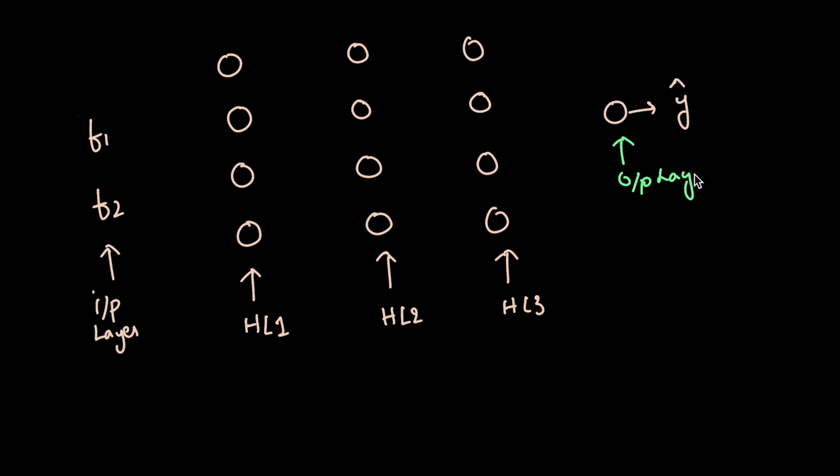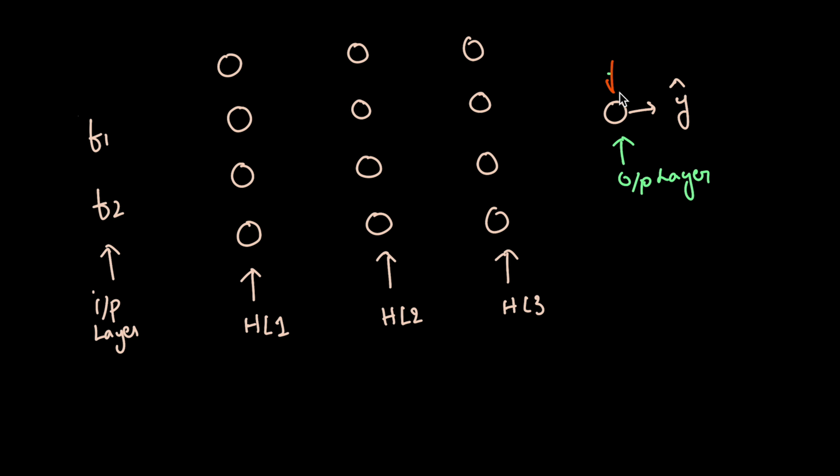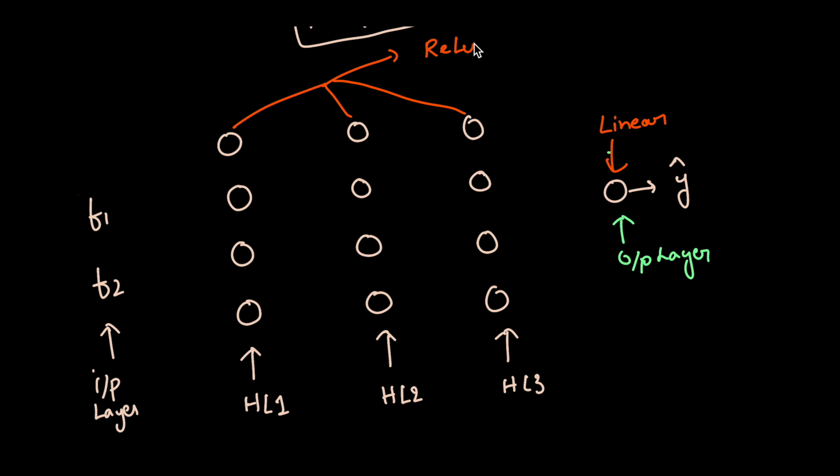Okay, so if you have multiple outputs, let's say 2 outputs, then you can have 2 neurons. And what is the activation function that we'll be using? If it is a regression problem, we'll be using a linear activation function in the output layer. And in the remaining hidden layers, we have already seen we are using ReLU as our activation function.